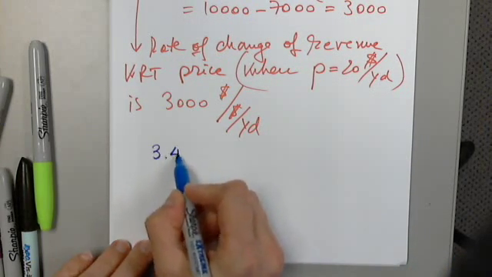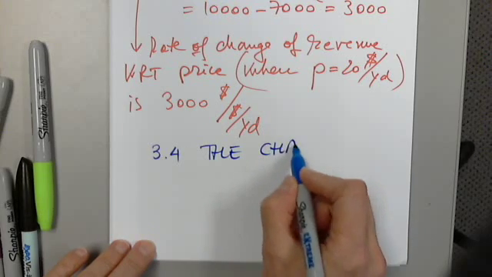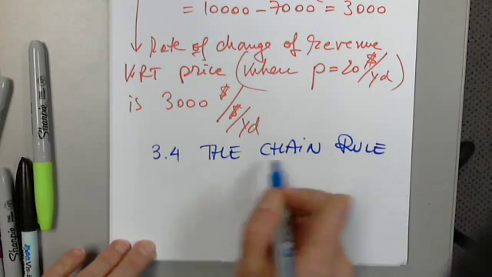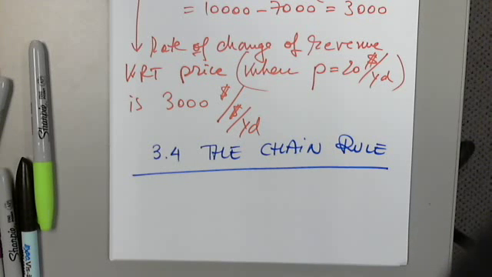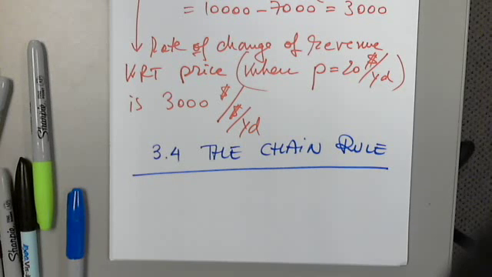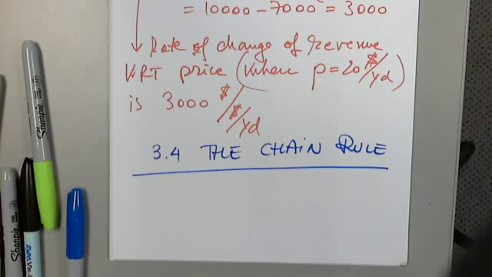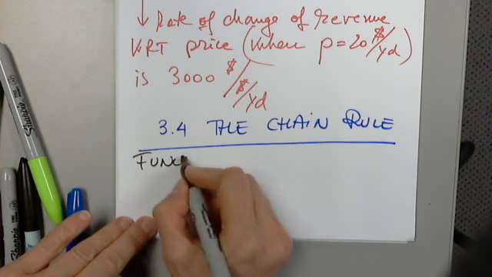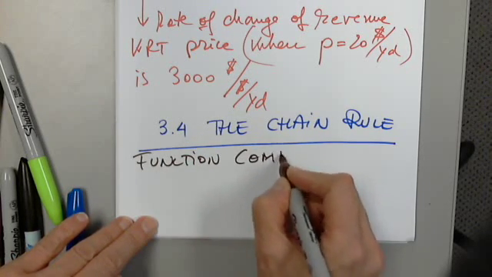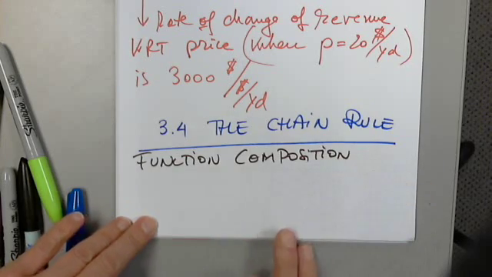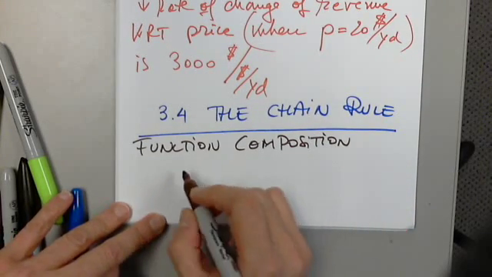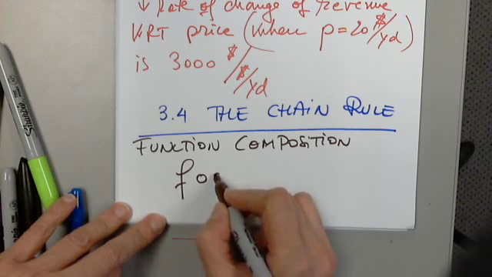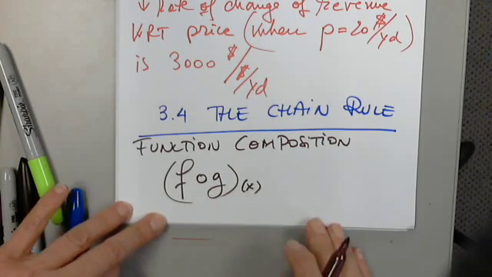So 3.4. The chain rule. This is exactly what Tom was asking 5 minutes ago. He said, okay, how do I know how to differentiate sum, a product, a difference, and a ratio. But what happens when I have a function composition? Function composition. Okay, by function composition we mean f comp g of x.